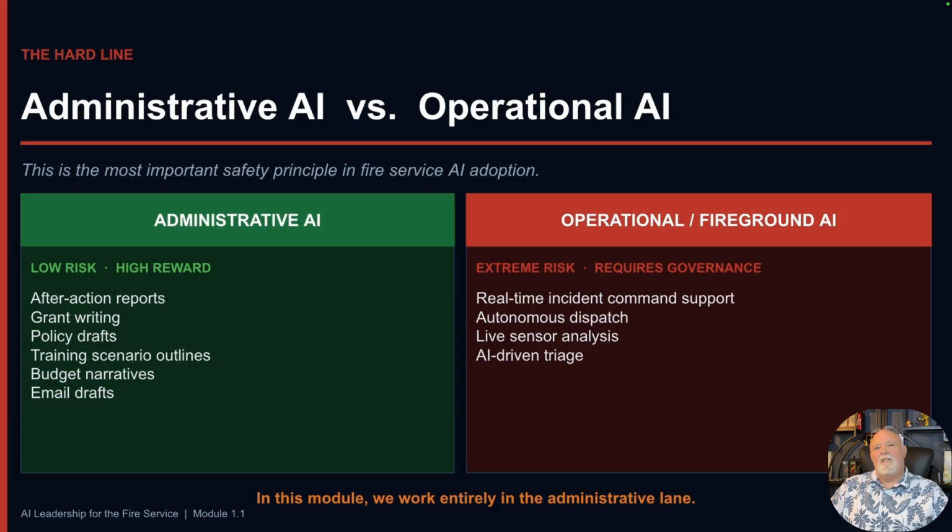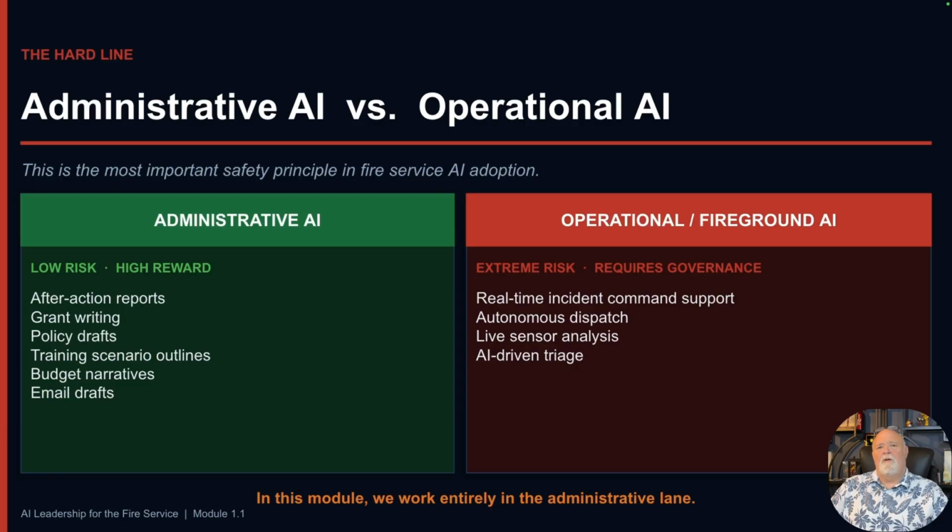Brief the new crew. I want to stop here and make sure that this is crystal clear because we will return to it throughout this entire course. There are two fundamentally different categories of AI in fire service operations, and the risks between them are not even in the same universe.